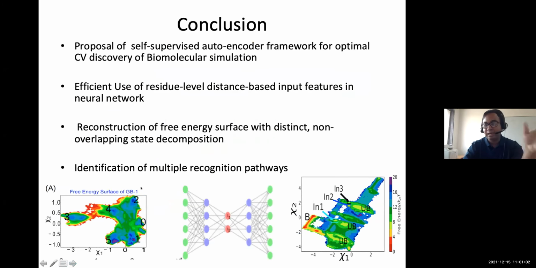But I think I'm almost wasting my time, so I'd like to conclude by saying that we propose a self-supervised autoencoder framework which is supposed to optimally discover the CVs. We found that very fine-grained input, such as residue-level distances, can be trained on a neural network to come up with very low-dimensional complex surfaces, which at least make sure that the states are non-overlapping, and you can even try to create multiple recognition pathways.